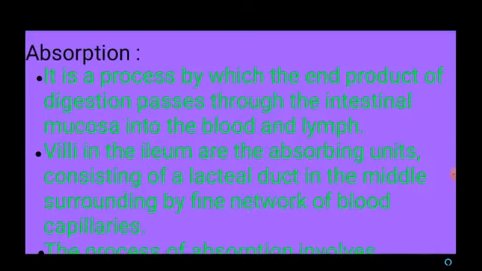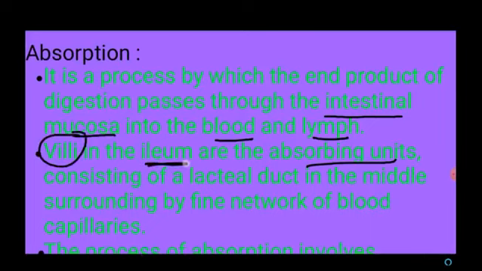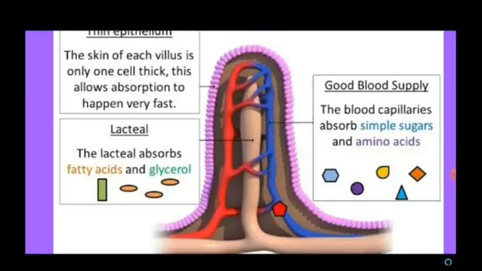First, we are going to see about absorption. The end product of digestion passes through the intestinal mucosa into the blood and lymph. That is called as absorption. The absorbing unit in the small intestine is villi, which is present in the ileum part of the small intestine. This villi consists of a lacteal duct in the middle, which is surrounded by fine network of blood capillaries. This is the structure of villi.